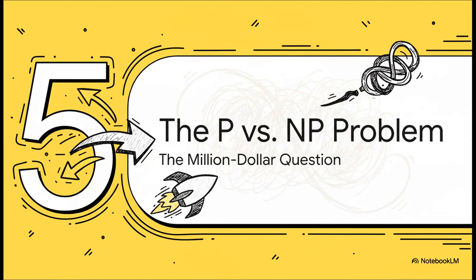So we've seen it, right? Choosing the right algorithm can literally be the difference between 20 steps and a million steps. And this fundamental distinction between fast problems and slow problems leads us directly to the single biggest, most famous unsolved question in all of computer science. And yeah, there's even a $1 million prize waiting for whoever solves it.